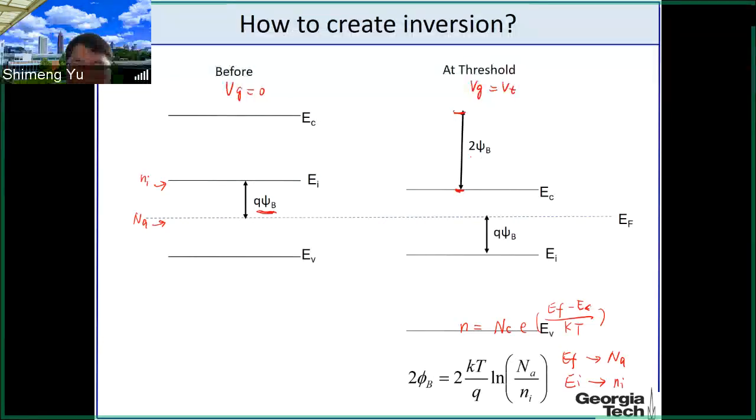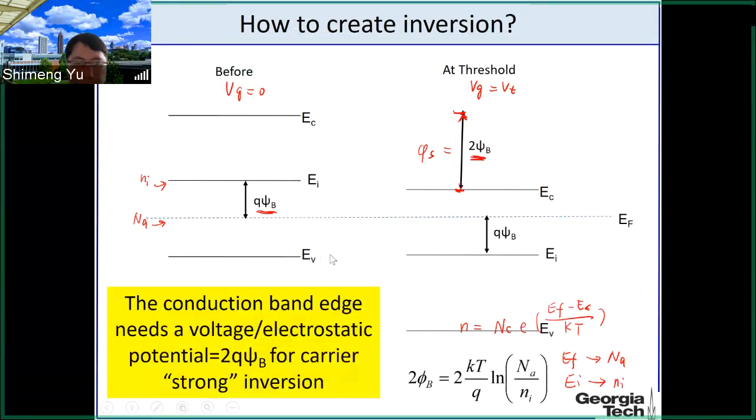shifted by 2qφB, and we call this band shift qφS, and we will later define this as the surface potential, because that is the potential of the surface of the silicon, and the surface potential is to be pushed down by 2φB. This is defined as the strong inversion condition, and this will define the threshold.